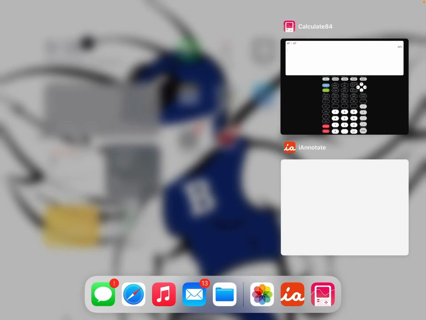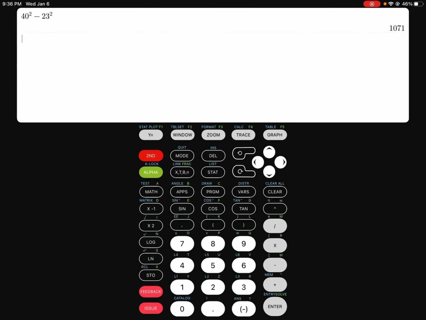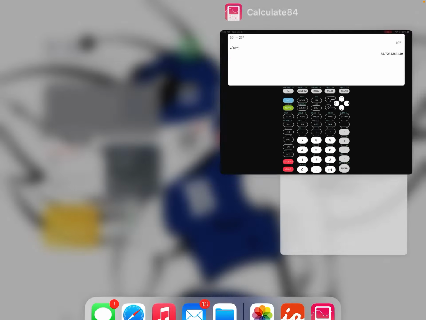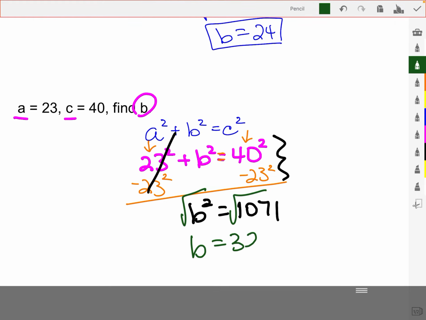$1,071. Square root both sides. So the square root of 1,071 is 32.7, which is reasonable because it is smaller than my hypotenuse of 40.